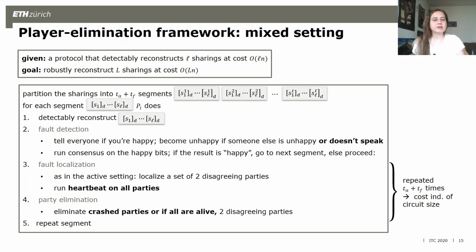It's efficient because the last three steps are actually quite expensive, but they are repeated at most TA plus TF times. This is because every time we eliminate either an active or a fail-stop corrupted party. And so this is independent of the circuit size. The circuit size only comes in the first two steps, and so this is linear in the circuit size.